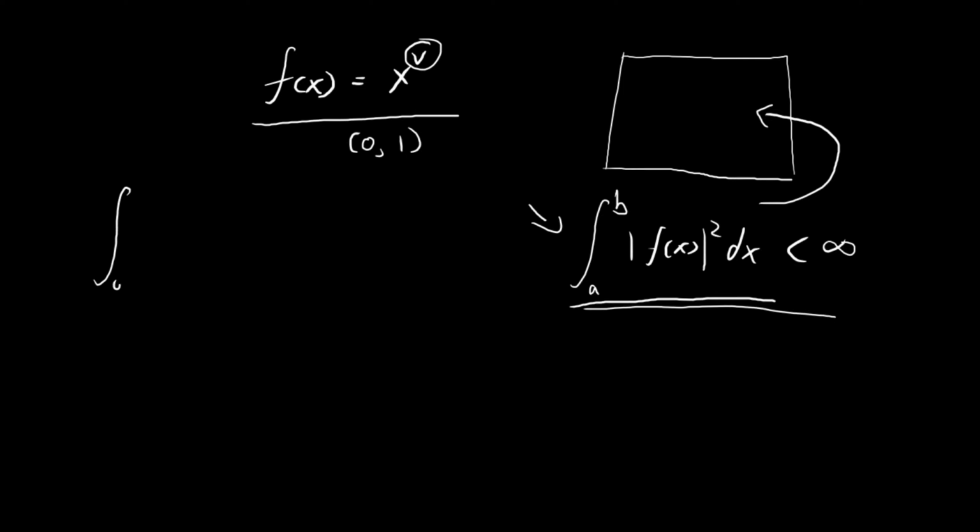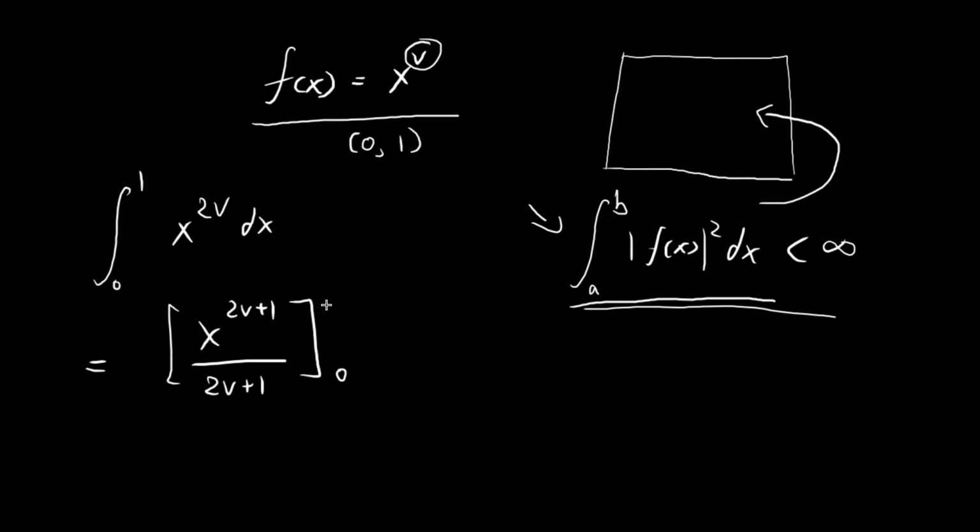So considering the integral, we have an integral from 0 to 1 of the absolute value squared of f of x. The absolute value squared is just the conjugate multiplied by itself, but here we can assume v is always real, as given in the problem. So what we have to do is just square this function. So we have x to the power of 2v dx. Integrating this should be straightforward enough. We have x to the power of 2v plus 1 divided by 2v plus 1, evaluated from 0 to 1. So we have 1 to the power of 2v plus 1 minus 0 to the power of 2v plus 1, divided by 2v plus 1.